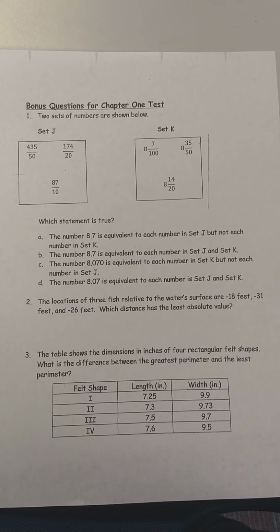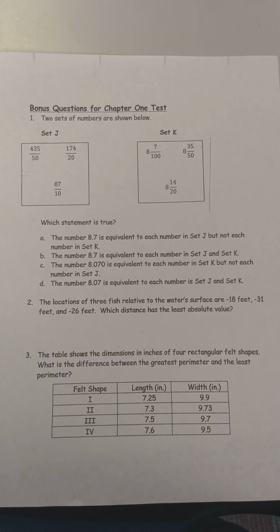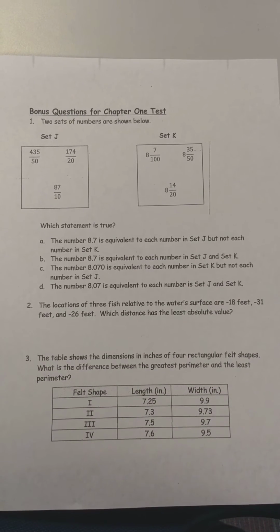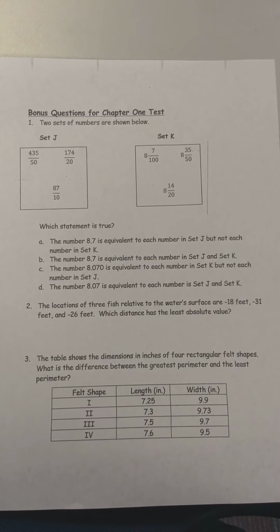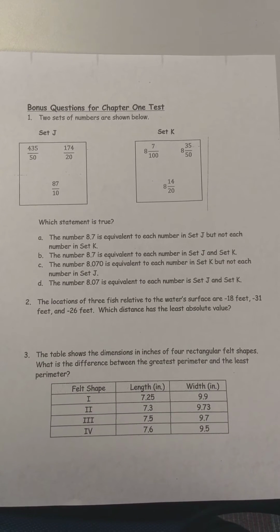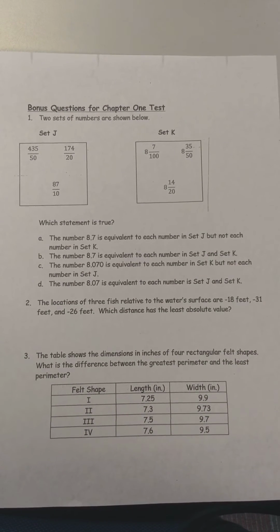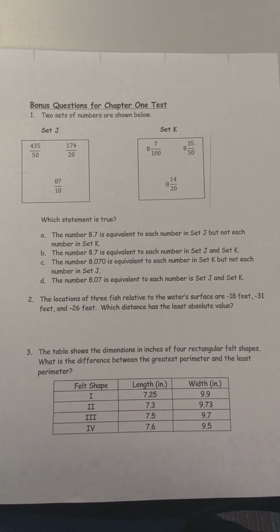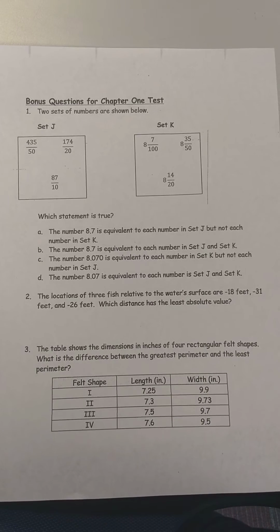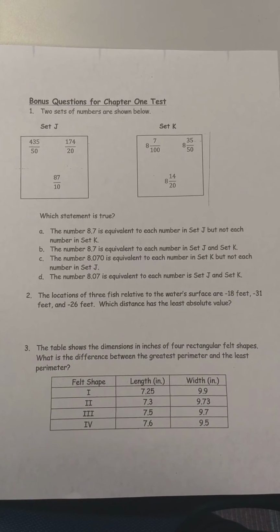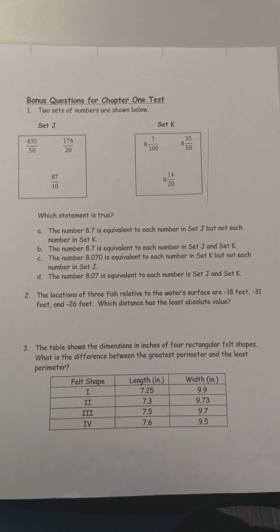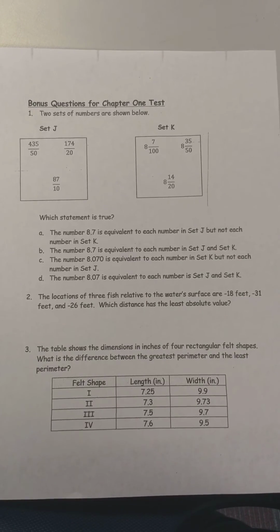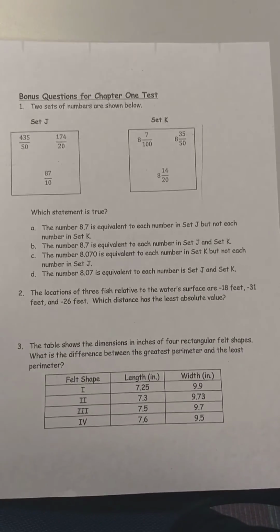Number 2, the locations of 3 fish relative to the water surface are -18 feet, -31 feet, and -26 feet. Which distance has the least absolute value? And number 3, the table shows the dimensions in inches of 4 rectangular felt shapes. What is the difference between the greatest perimeter and the least perimeter?